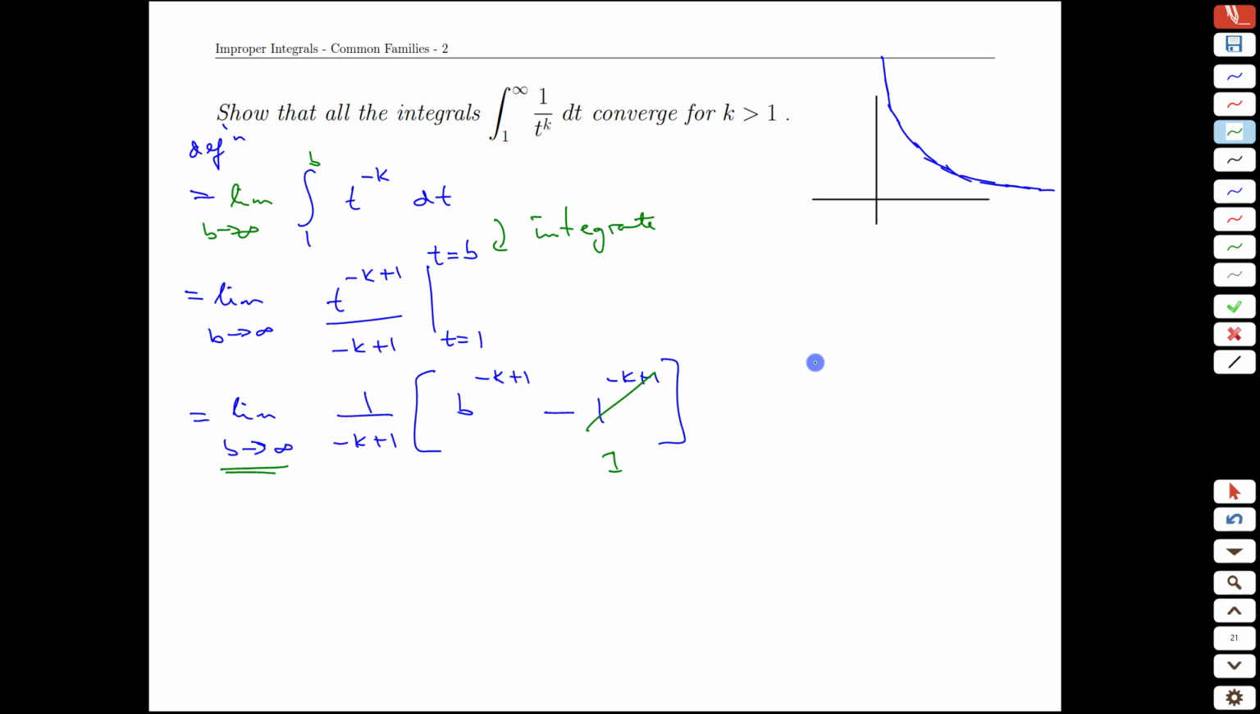So what we have is b going to infinity, and we have to be careful here. If we have b to the negative k plus 1, or b to any power at all, in fact, if the exponent is positive, and the exponent here is negative k plus 1, if it's positive, then we have positive numbers to positive powers. They'll get larger and larger and larger. b to the negative k plus 1 is going to shoot off towards infinity.